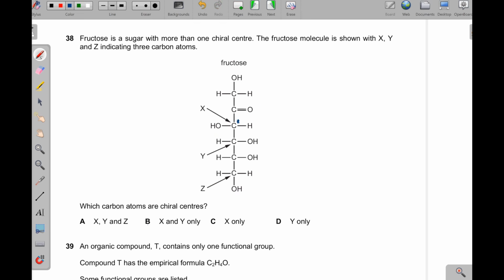That means this X here is a chiral center. Then we go to this one here. This group is different from this and is different from this whole group, as it is different from that whole group. That means even that one is a chiral center. So X and Y are chiral centers. Now let's go to which one? Let's go to Z. So Z here, we are seeing a hydrogen and a hydrogen. Those two are identical groups. So that means this carbon here labeled Z is not a chiral center. So we are looking for X and Y only.